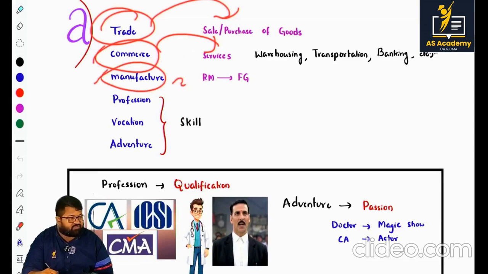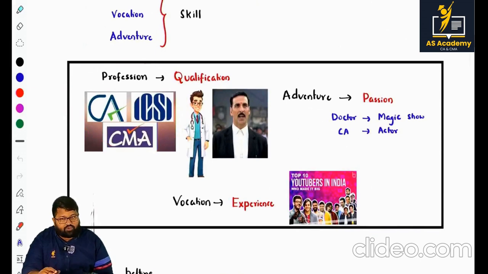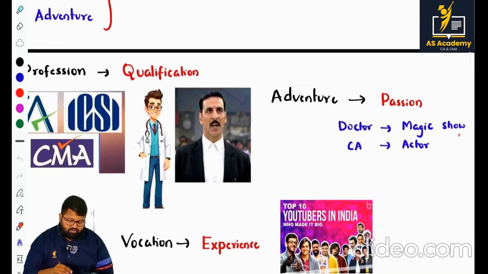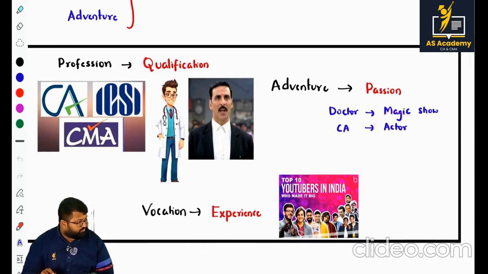What about commerce, ma? Services. What about manufacture, ma? Raw material to finished goods. What about profession, ma? Because of qualification, you are getting the tagline CA, CMA, doctor and all. Okay. What about adventure, ma? So the doctor is going into what there, ma? Is it his qualification? Because of qualification, he is doing a magic show. Okay. And a CA guy is acting in a movie.